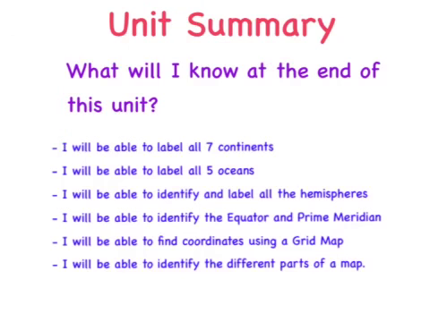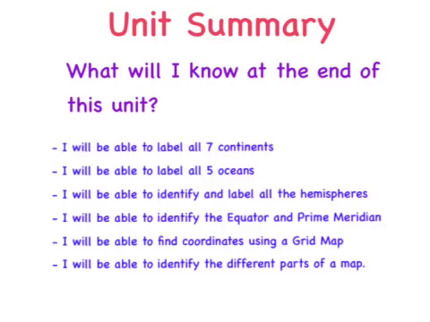Now let's look at our unit summary. What are we going to learn in this unit? What are you going to know at the end of the unit? You are going to be able to label and name all of the continents. You're going to be able to label and name all of the 5 oceans. You will be able to identify and label all of the hemispheres. Remember, northern, southern, eastern, western. You're going to be able to identify the equator. Remember, runs east to west, separates the northern and the southern hemisphere.